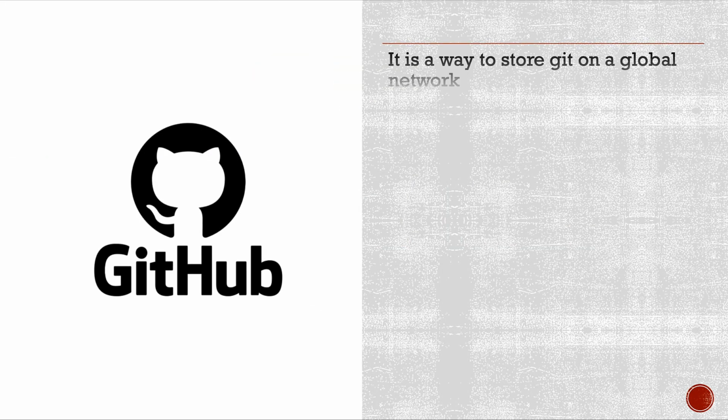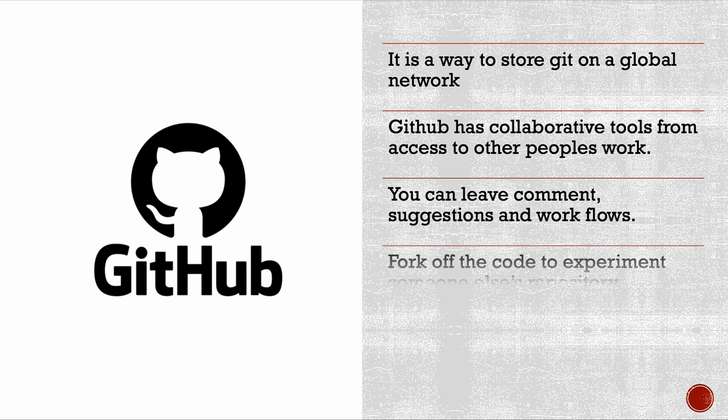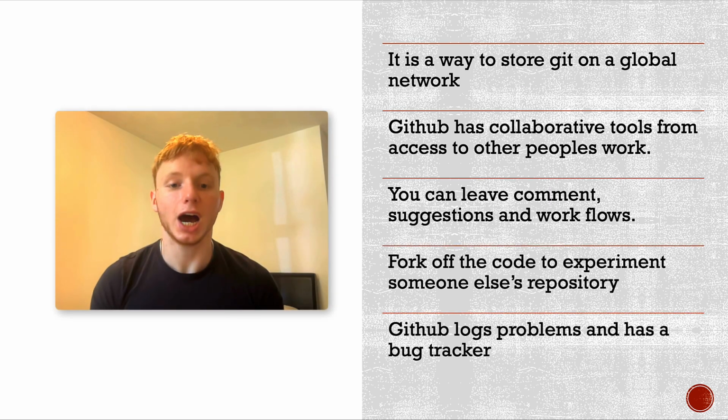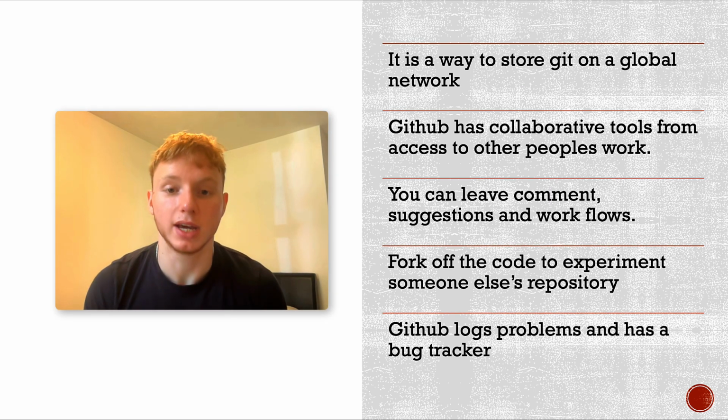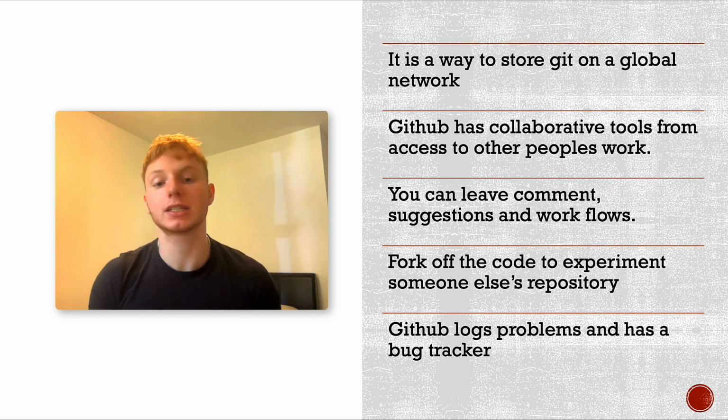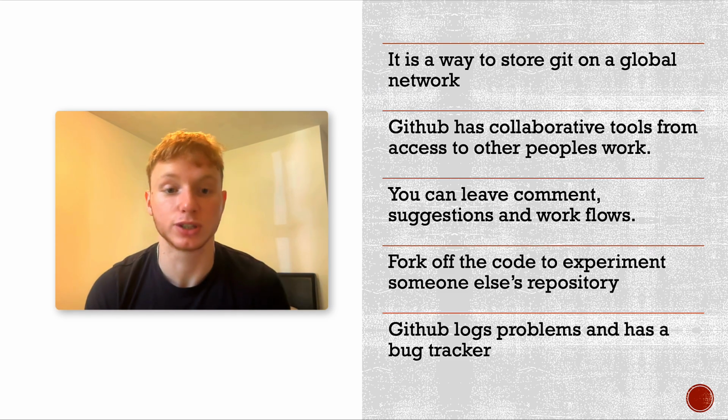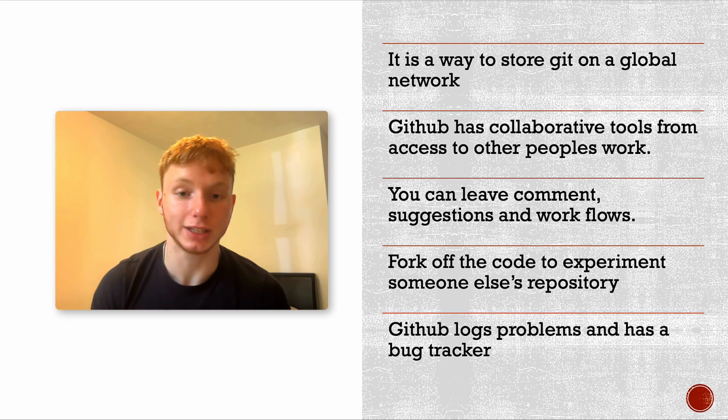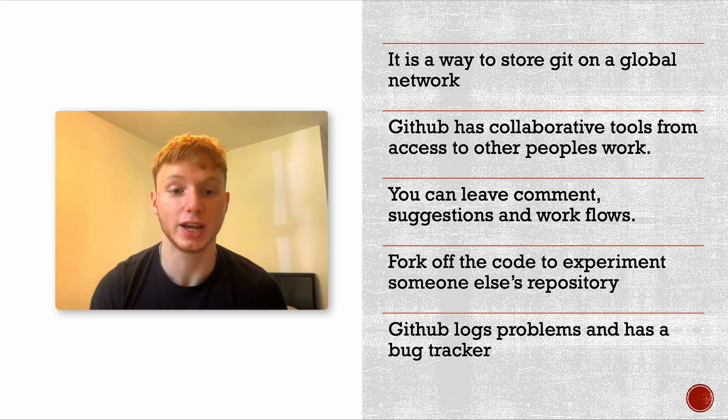Now, GitHub. It is Git, but placed on a global network instead of it just being stored on your local network. GitHub allows more collaborative tools, such as pull requests for people to review, discuss, and potentially approve code changes to the main project. This review can be done by either leaving comments, code suggestions, and workflows that show you code changes as well, with forking to copy someone else's repository to then experiment on.